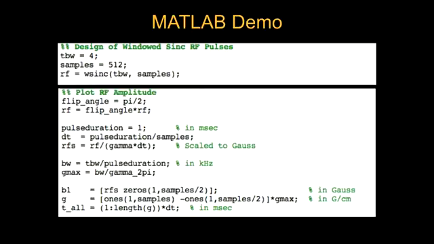There will be a picture of the RF pulse. My point is, there are some nice scaling steps here that take you from something normalized to an actual B1 pulse at the very end.